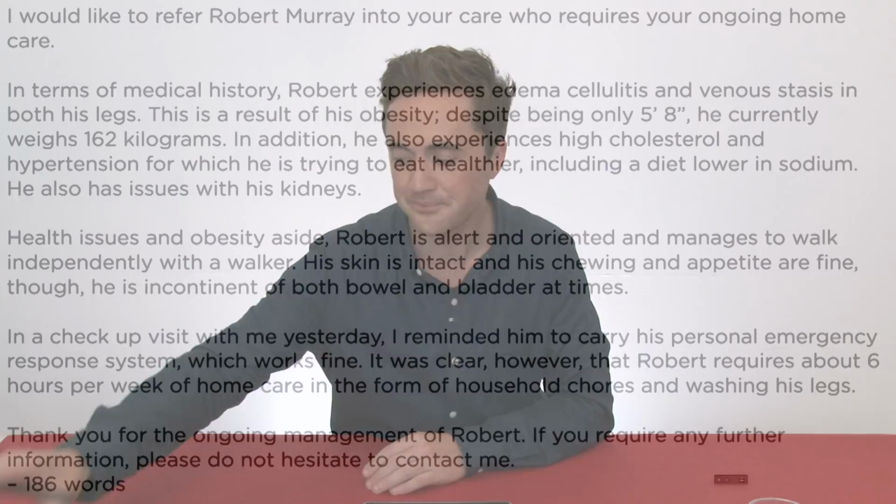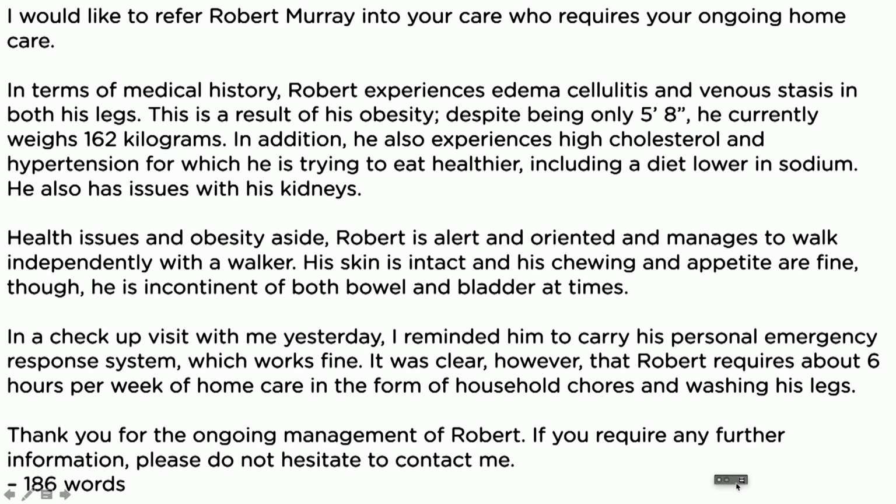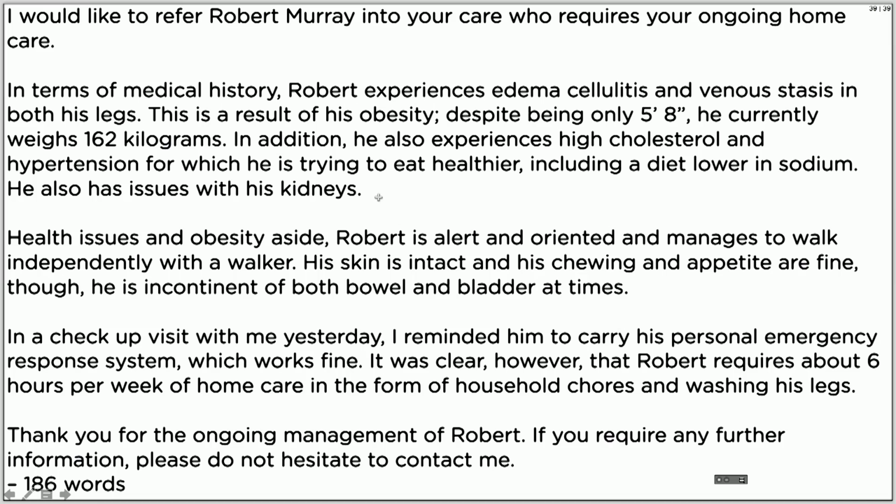See how that works? If you're writing to somebody who knows the patient, you're going to include different information. Because I'm writing to the home care agency for the first time regarding Robert, I would say, in terms of medical history, so I've put a little clause here telling the examiner, or the reader, what this paragraph is about.